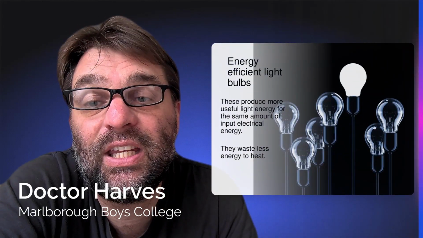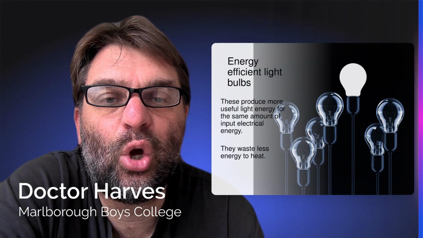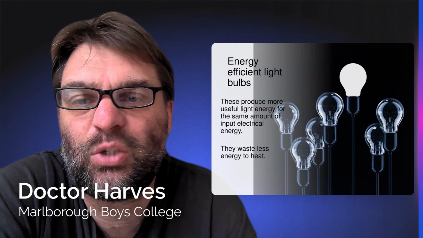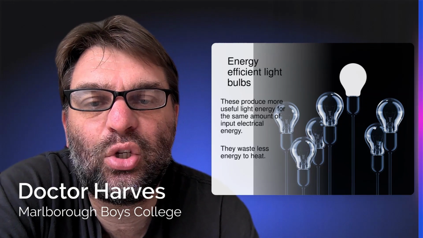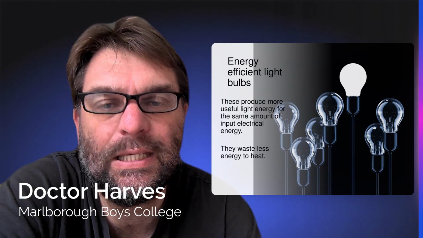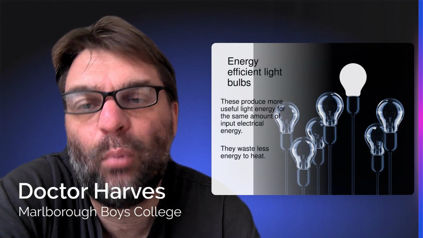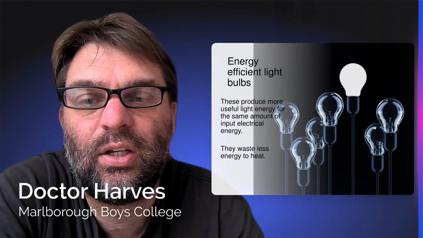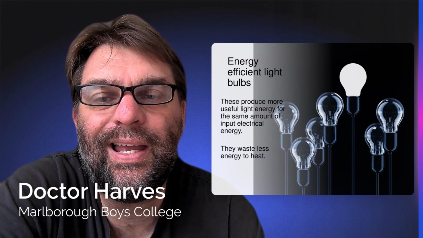An example of that is energy efficient light bulbs. They produce more of the useful energy, in this case light energy, that's what we want a bulb to do, compared to the wasteful energy, which is essentially heat. So they are more energy efficient than conventional light bulbs, which convert a lot more of the electrical energy into heat energy.